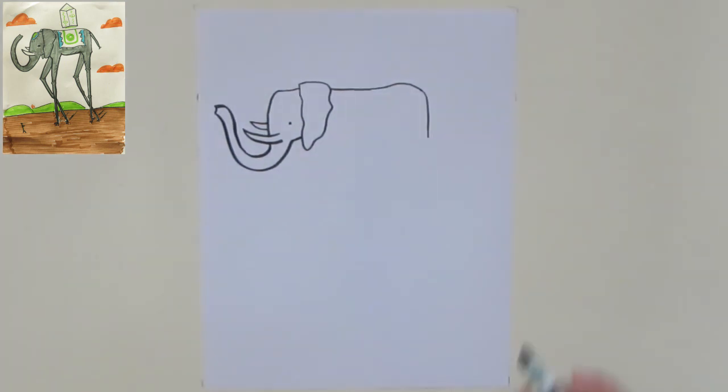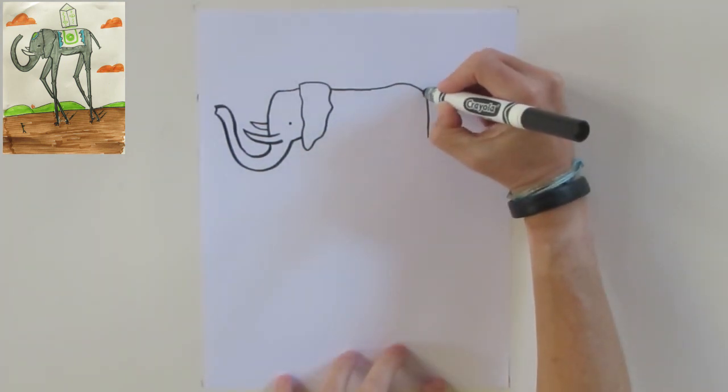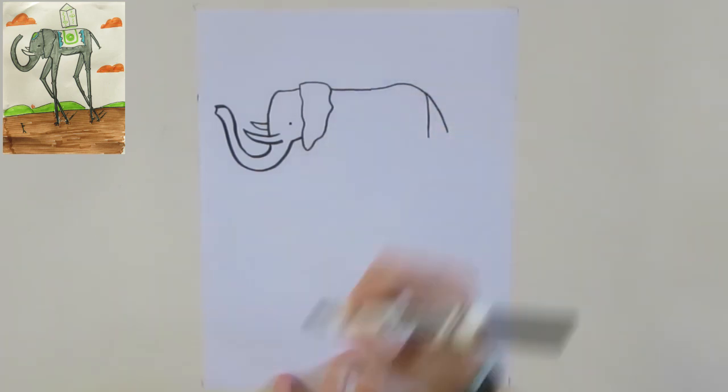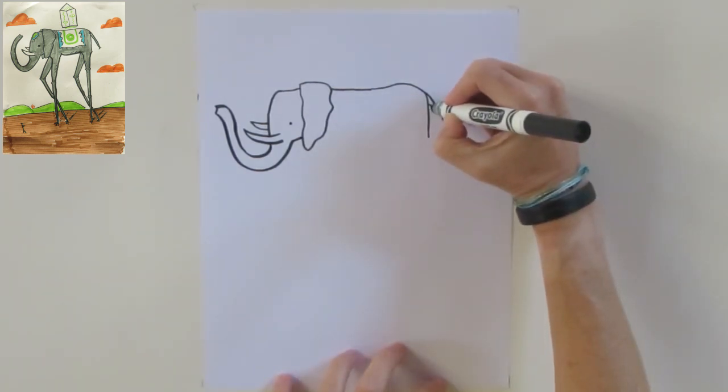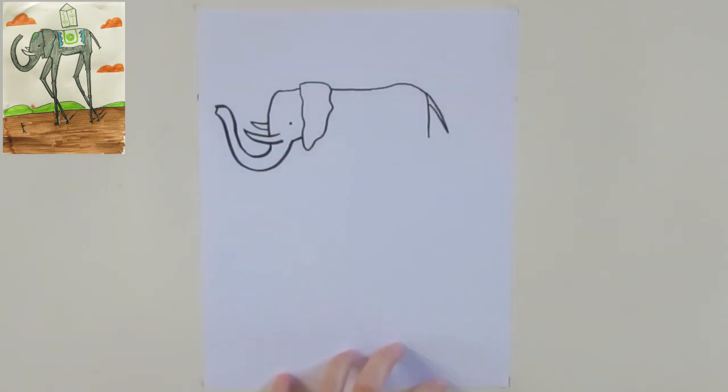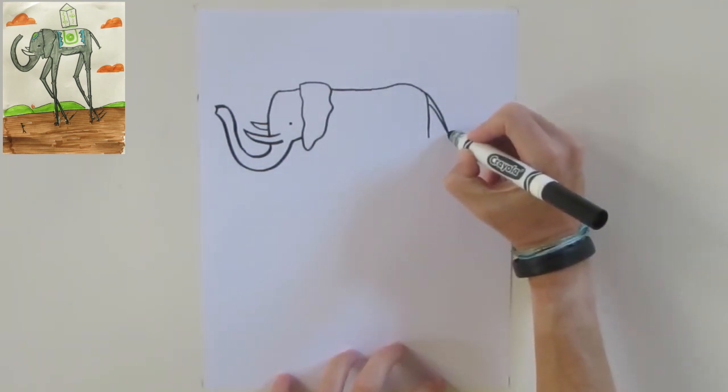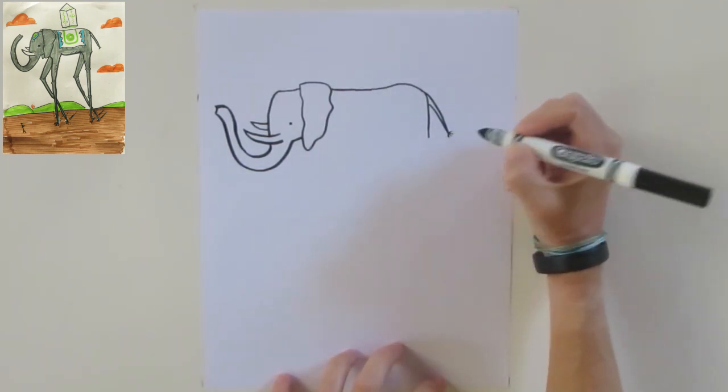Let's add the tail. Next, it could be a simple line down. Or you can make it a thicker tail. And elephants have hair at the end of their tail, so you can put a little tassel if you want.